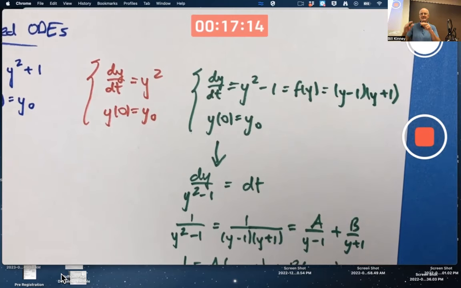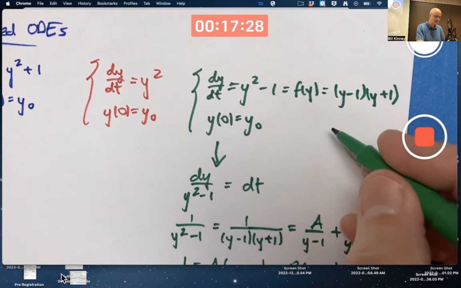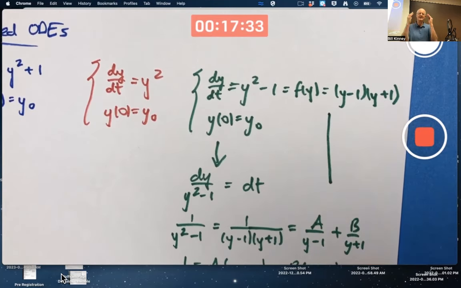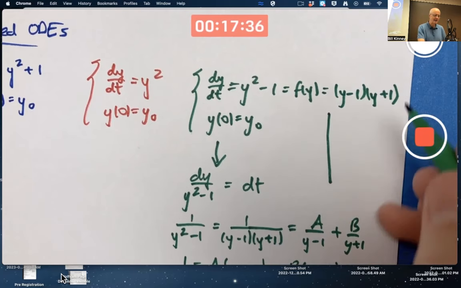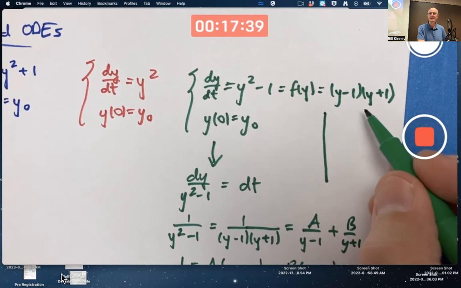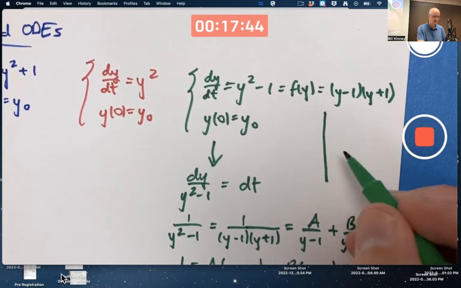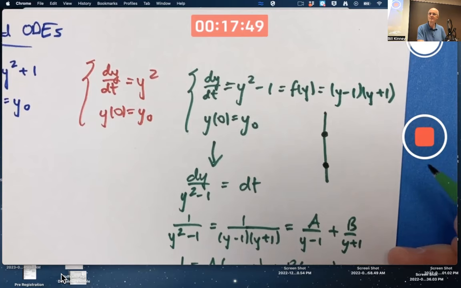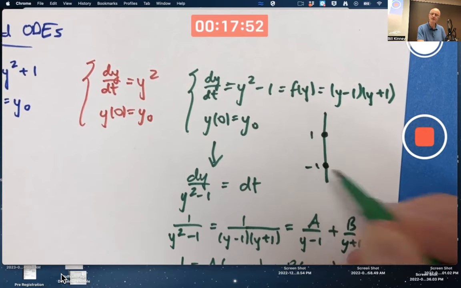Because if it involves a t, then the slopes are not constant along horizontal lines in the slope field. And so mashing it onto the y-axis doesn't make any sense in that case. But when they're constant along horizontal lines, then you can do that. And can I draw this phase line without actually drawing a slope field? Think first about equilibrium solutions. Where is the right-hand side 0? Well, 1 and negative 1. Those become equilibrium points on the phase line. 1 and negative 1.